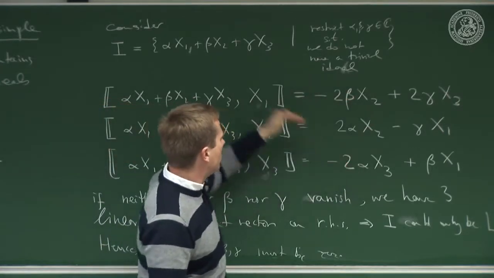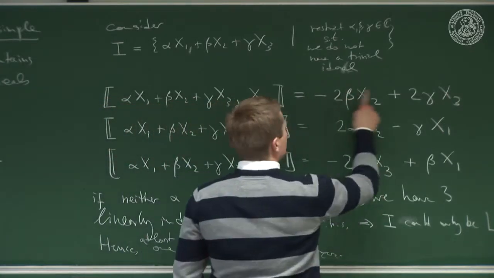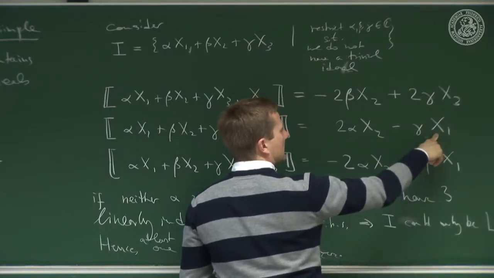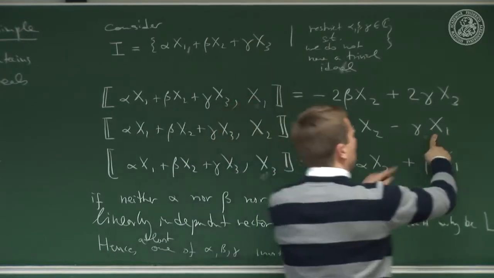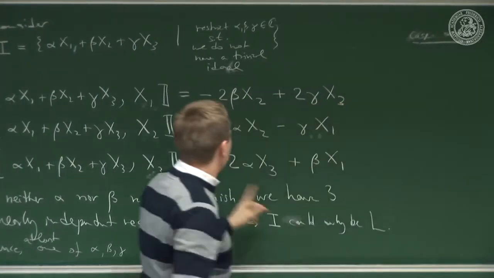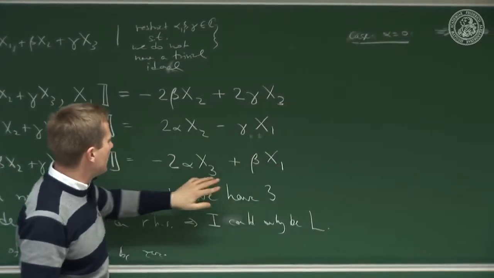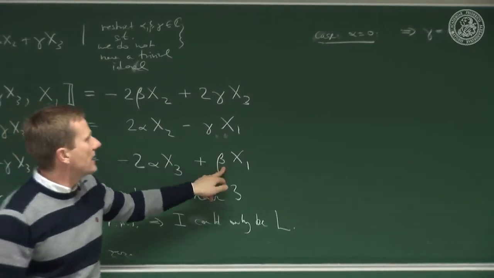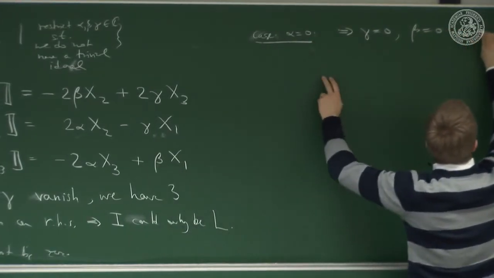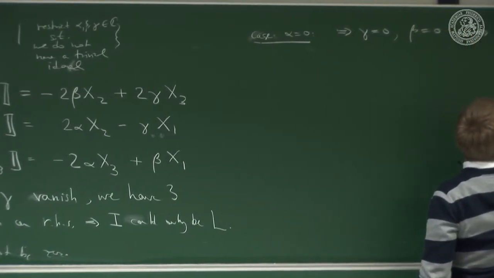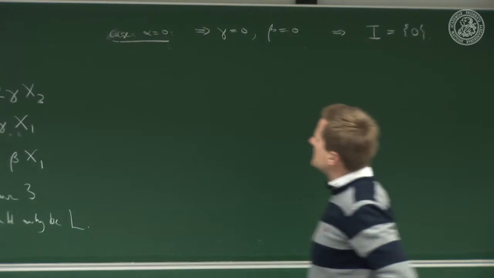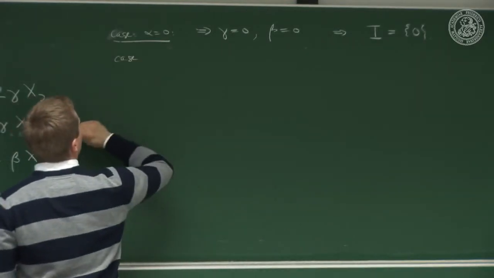But for all these, you see in the x2, x3 this gamma is in the way for this to lie in the x2, x3 plane. So gamma must be 0. In this case, it immediately follows that gamma must be 0. But also here, in order to lie in the x2, x3 plane, this is in the way, so beta also needs to be 0. So in this case, it follows that they all are 0, and that means that I just is this trivial ideal. So this case is excluded if we want to have a non-trivial ideal.